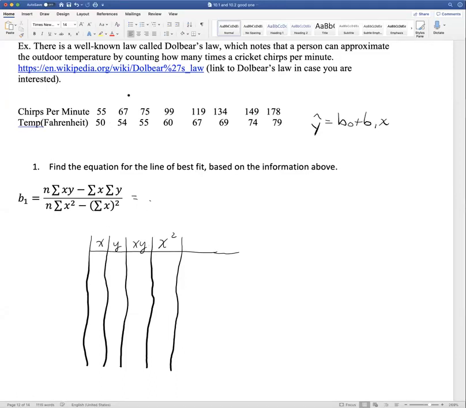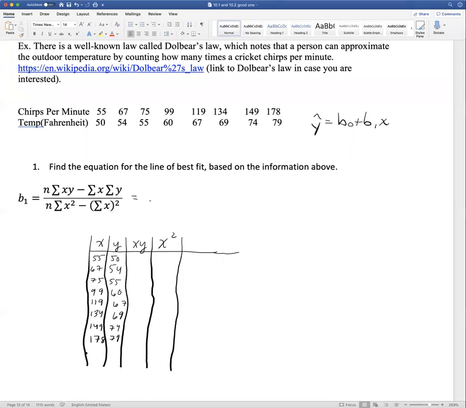Okay, x values. I'm just going to read these 8 ordered pairs up here: 55, 67, 75, 99, 119, 134, 149, 178. And then the y values that are associated with them. Make sure that you put them next to each other, it's important for that third column: 50, 54, 55, 60, 67, 69, 74, 79.